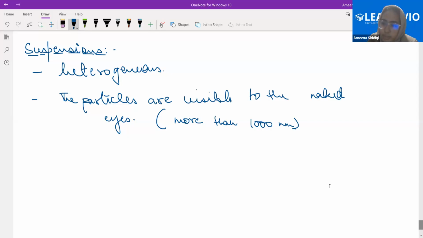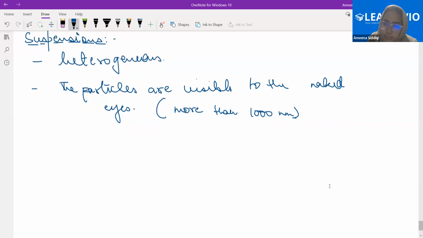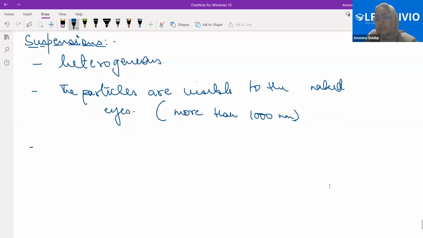Can I move on to the third point? Yes, ma'am. Now, clearly the particles are so big, dissolving is not taking place because it's a heterogeneous mixture. Will this be a stable solution or an unstable solution? Unstable. Just recall, yes, very good. Just recall if we mix sand or soil into water, will it get settled down after some time? Yes. Therefore, it's an unstable mixture.